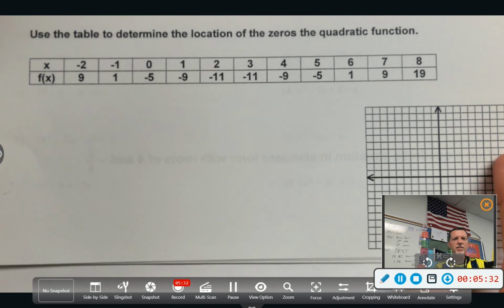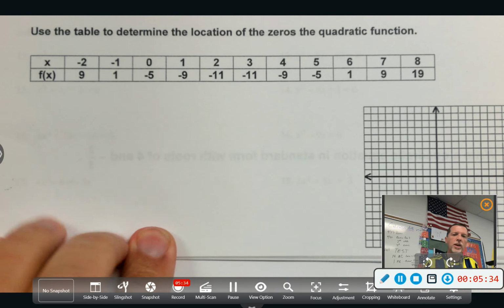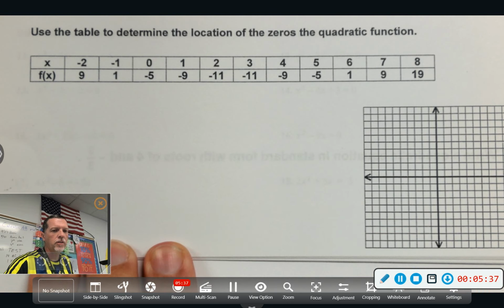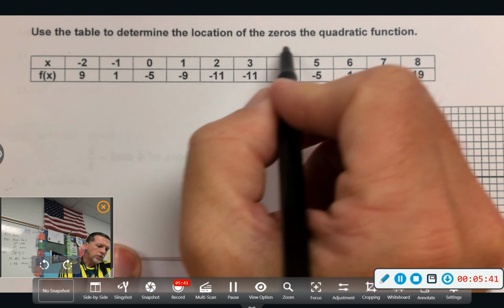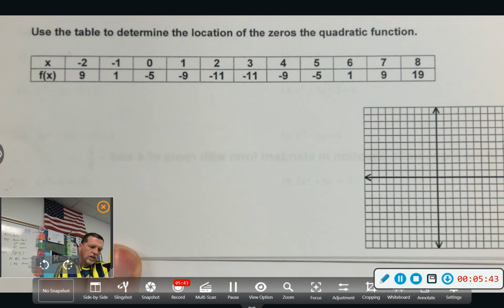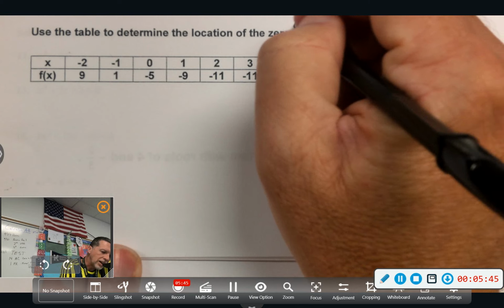At the bottom, this is kind of an easy question if you understand what's being asked, but I want to make sure we go over it because there's one like it on the test. Use the table to determine the location of the zeros of the quadratic function. Whoop, there should be an of in there.